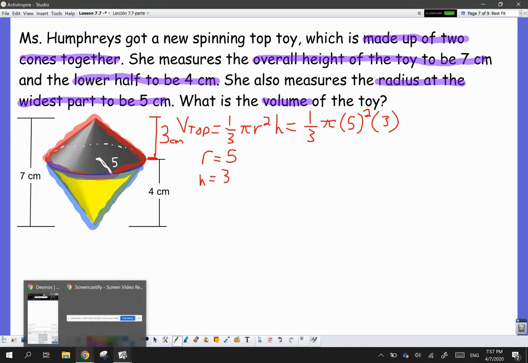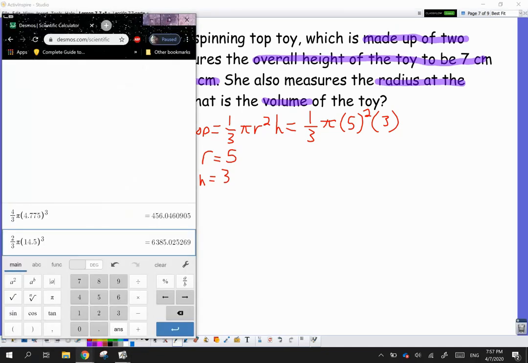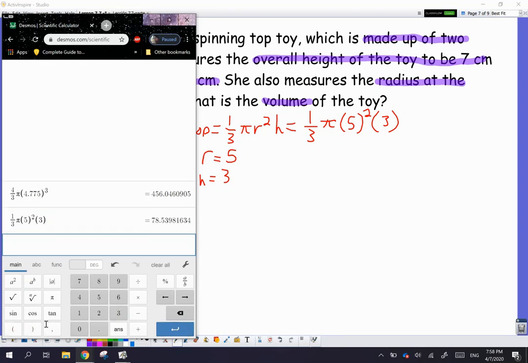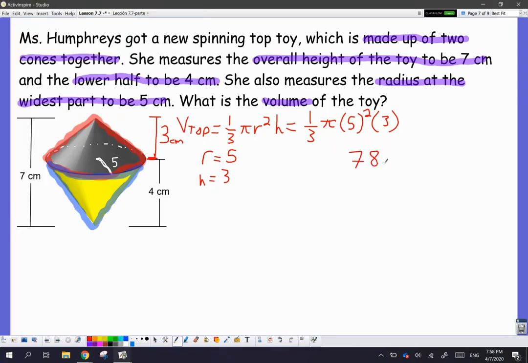Now let's plug this into the calculator so we get our volume. It clears that. We have 1 divided by 3. I put my cursor after the fraction, and I have pi times the radius squared times 3. That gives me a volume of 78.54. So 78.54 is the volume of the top cone.